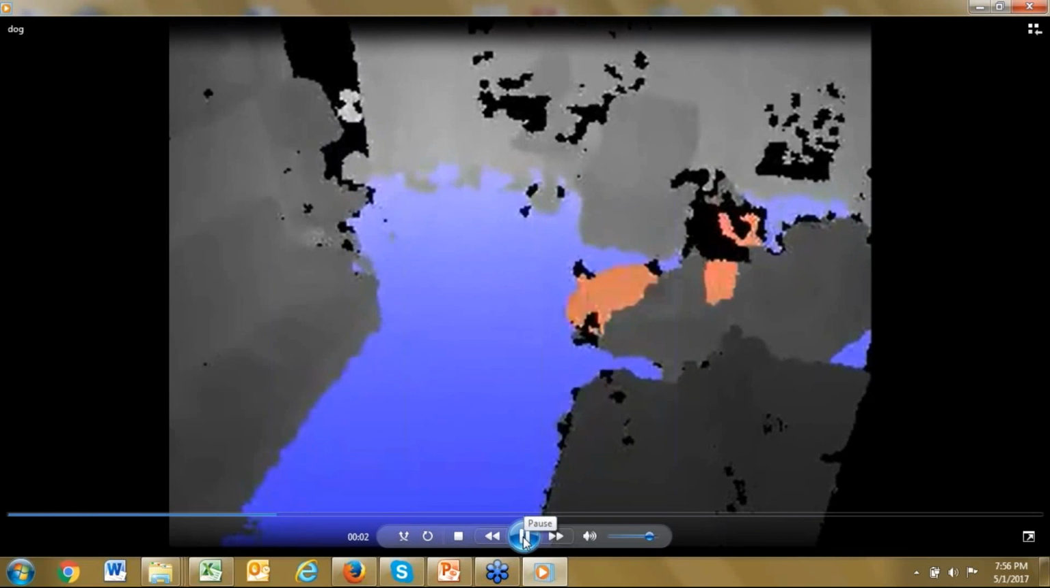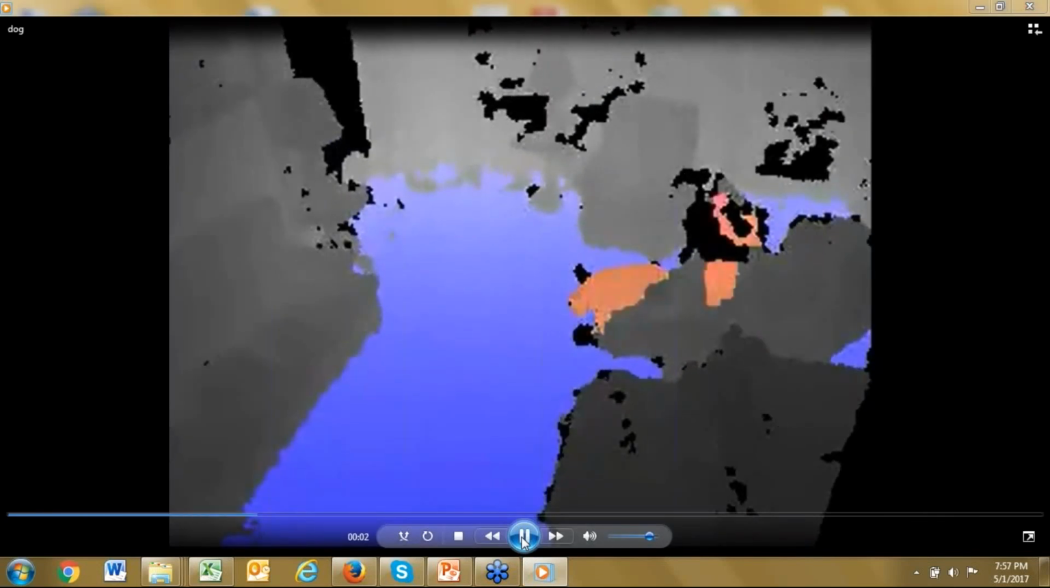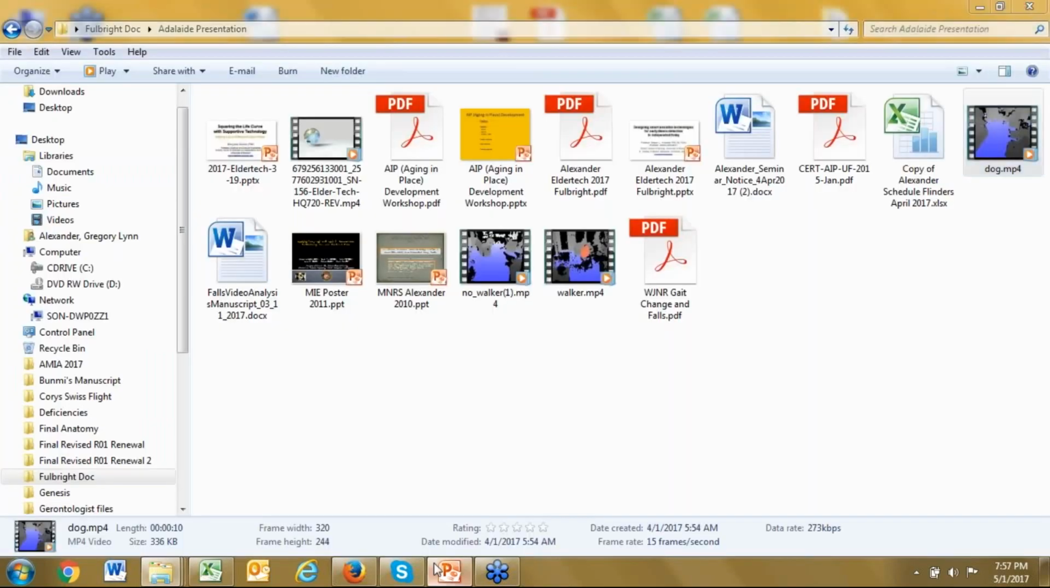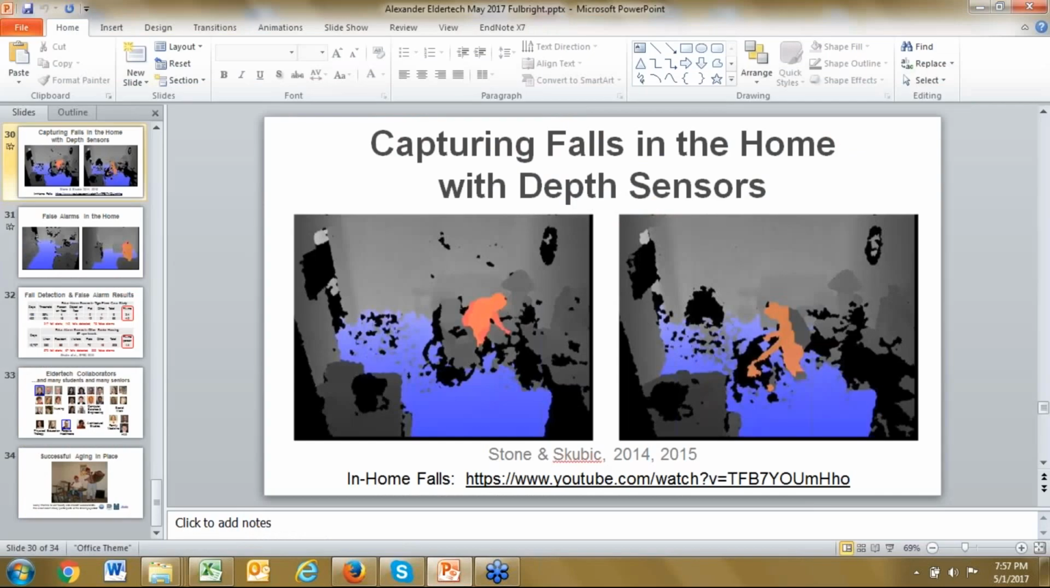Here's another one. This is a situation where this was a fall, but it was actually not a fall. It was a dog that was jumping off a chair. I'll play that again. This is, again, another one of those false alarms that we have, and we're trying to understand a little bit about these. So we've done a research study trying to understand this issue of what happens with a person when they fall.